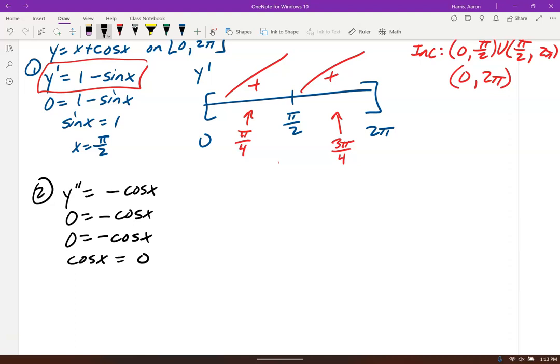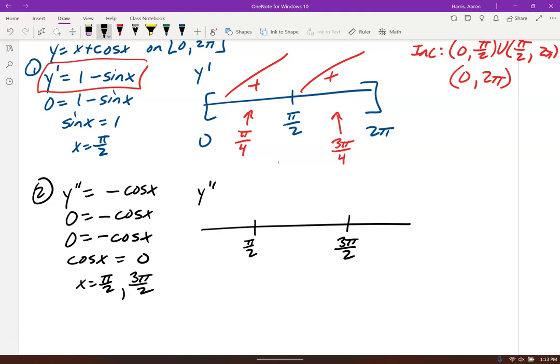And you guys say cosine of pi halves is 0. And we also know the cosine of 3 pi halves, cosine of 270 degrees, is also 0. Remember, we're only looking between 0 and 2 pi. Don't forget that, right? So we could go ahead and throw in maybe pi fourths.